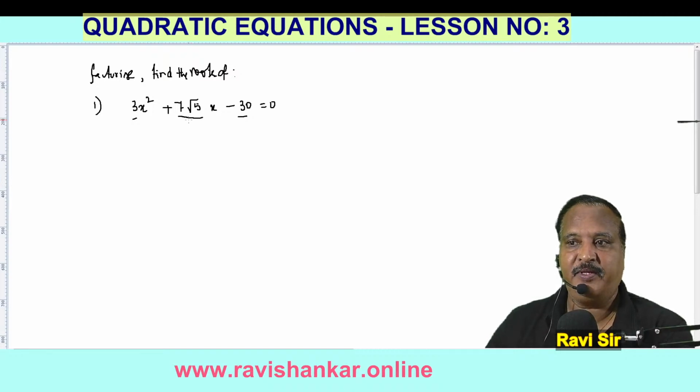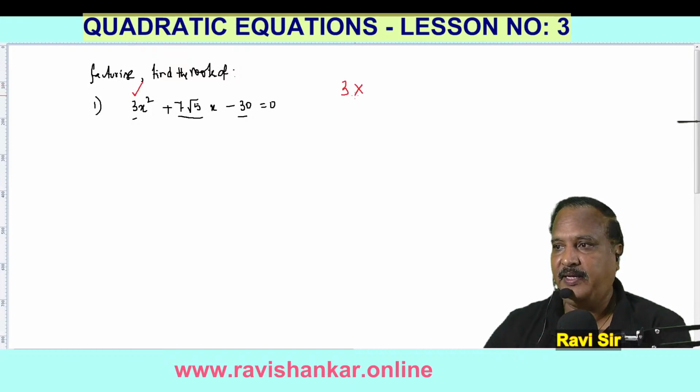The method is the same. You have to factorize this by splitting the middle term. So the middle term is having an irrational number. You don't worry. First, start the procedure. That is the x square coefficient. I will take the x square coefficient, which is 3, into the constant, which is minus 30. So 3 into minus 30 is minus 90.